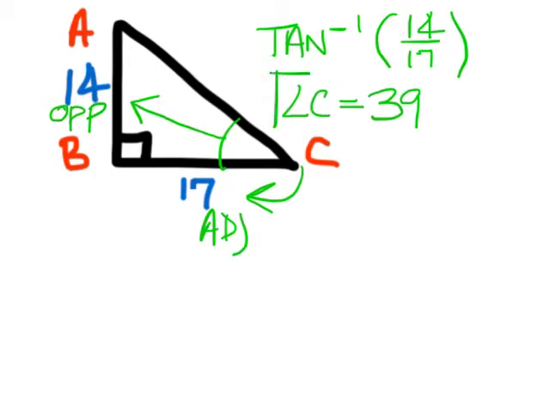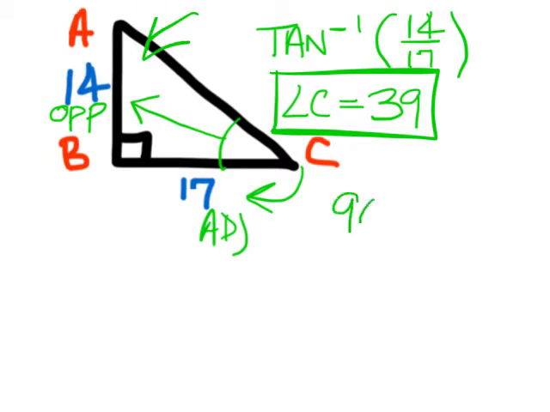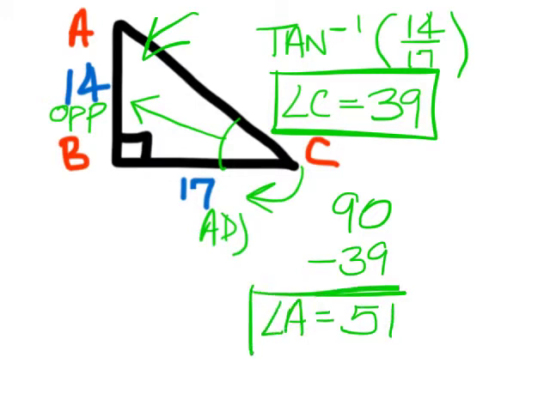What do we have to do with angle C in order to find angle A? Subtract it from 90, so that would be 51. That's angle A. Now you could have gone with angle A first and still had to use tangent on that. We used tangent on both. If the hypotenuse is missing, then you have no choice but to use tangent.